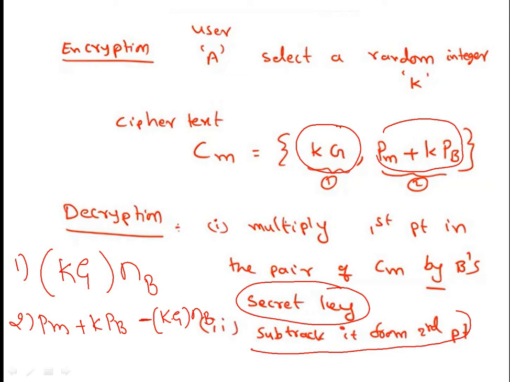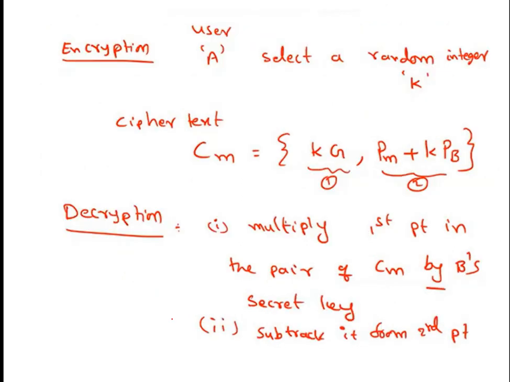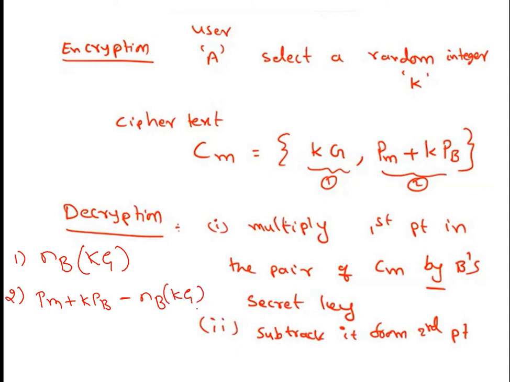So how will we get the plain text from this? You can see there, first we are multiplying the private key of B with the first point, that is kg, and in the second step we are subtracting this from the second equation, or second point. We are subtracting this first one, NB into kg.